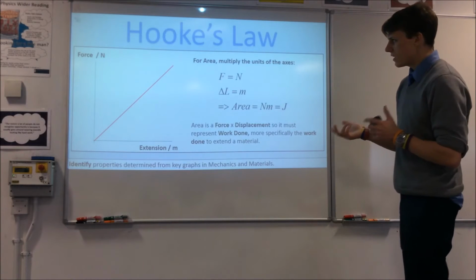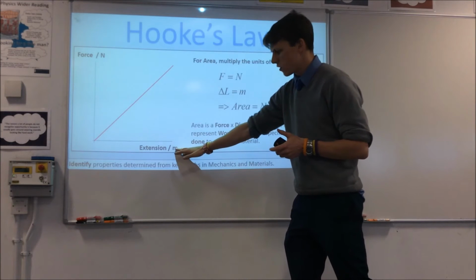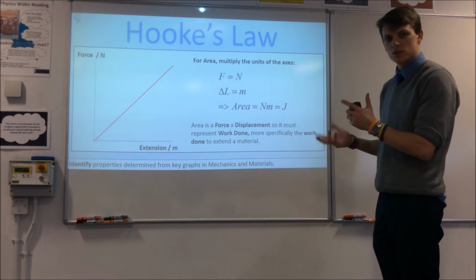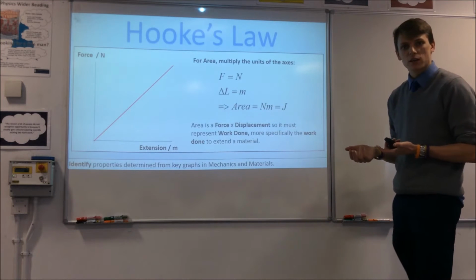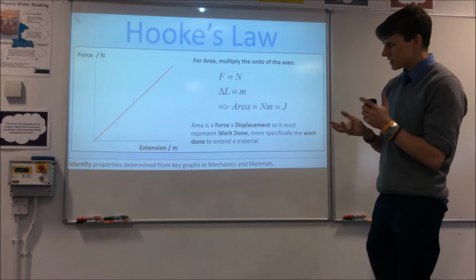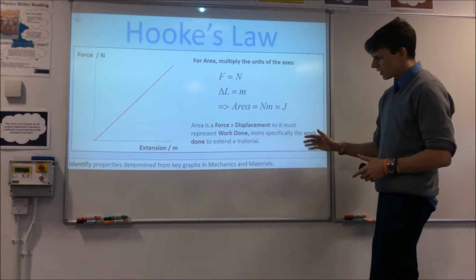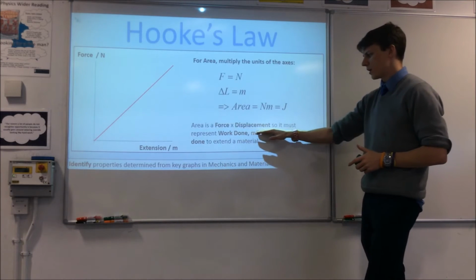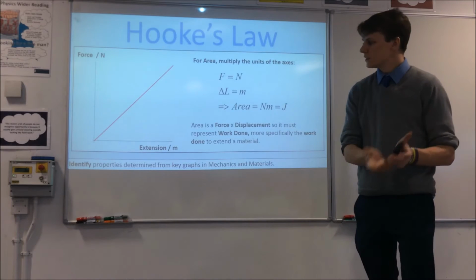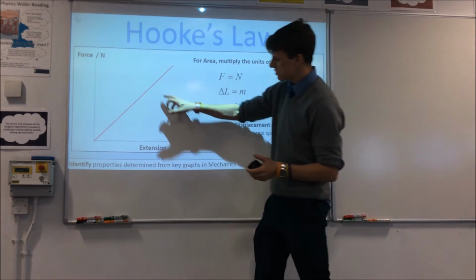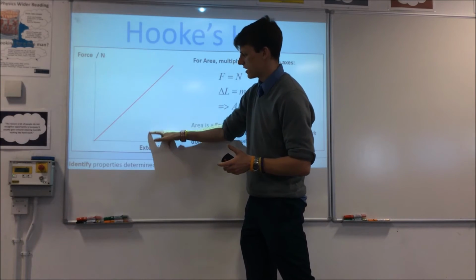If we look at the area, I'm going to use the units method to do this. We can see we've got newtons and we've got metres here. So the area would have the unit of newtons times metres, or newton metres, which you should hopefully recognise as a joule. So that tells us the area under a graph is some form of energy. Because for the area we've multiplied a force by a displacement, that tells us the form of energy we've got is work done. So the area under this graph tells us the work you have to do to stretch a material to, say, this length here.